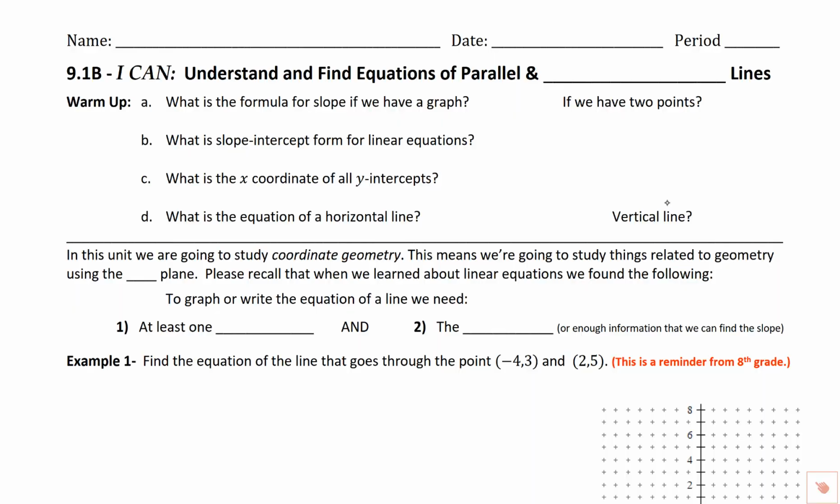Okay, let's get started with Unit 9. We're going to do Unit 9 a little bit backwards. We're going to do 9.1b first, just as a review of some stuff that we learned in 8th grade. So let's take a look at the I can statement.